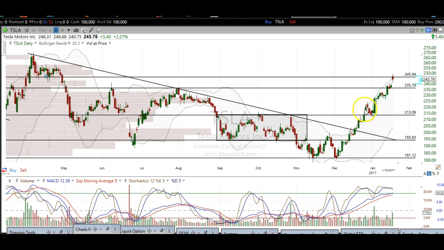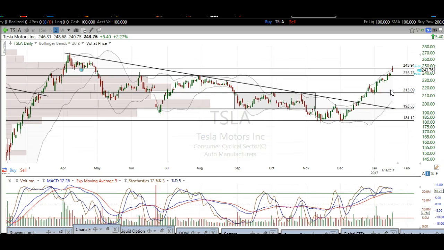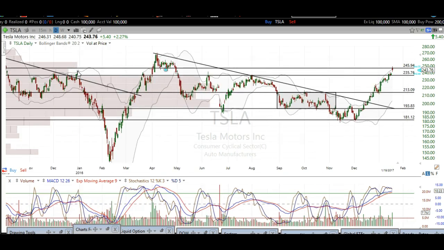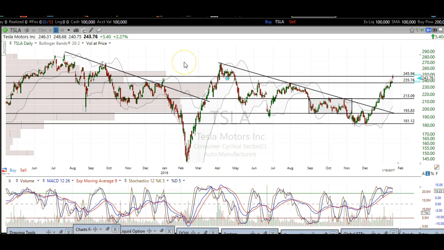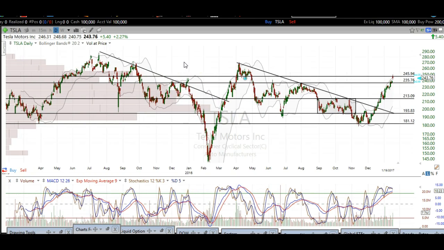We liked it for a long, finally hit that target 235, and now we're up here near this next resistance that we've been pointing out. 245 is that major resistance for Tesla. You can see we're pretty close to these all-time highs for Tesla coming up here. So definitely not, in my opinion, the time to be initiating new longs.